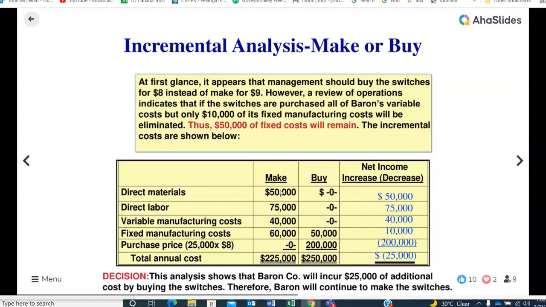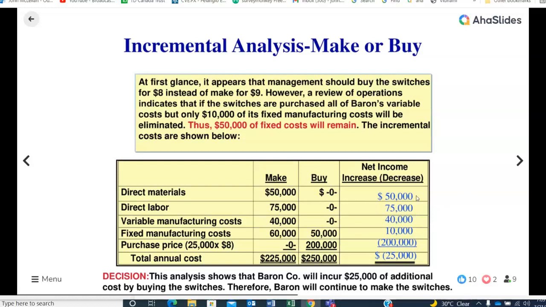So if I continue to make: direct material 50,000, direct labor 75, variable overhead 40, fixed overhead 60. If I buy, I don't have to spend money on direct materials, so it's zero. I don't have to pay the labor. I let them go. I don't have to pay variable overhead because that's all related to the production of the ignition switch. They're all direct costs to the production. But I still have to pay $50,000 for that space and the depreciation on the equipment. All right. And if I purchase at $8 each, I have to pay $200,000. So you see, the buy alternative is actually $250,000, whereas if I continue the way I am, it's only $225,000. So obviously, I am going to continue to make.